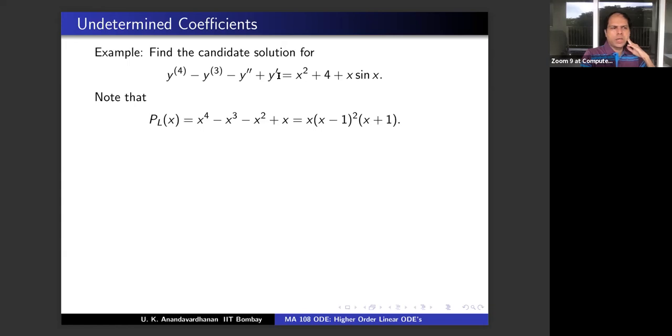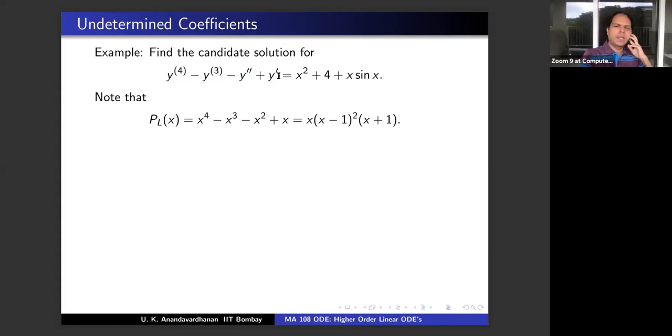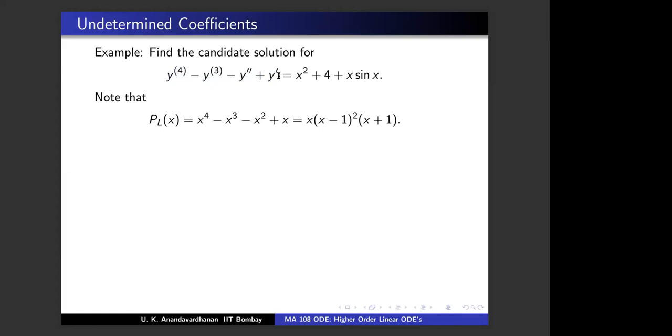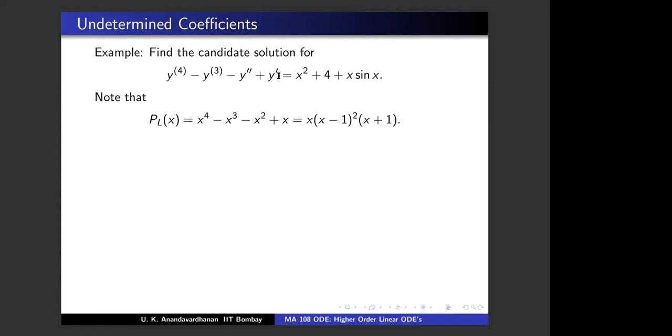from x, what do you get? Constant. So you can take 1 as a basis element, and x plus 1 will give you e power minus x, and (x minus 1) square will give you two things, e power x and x into e power x. Very good. So you have got this.